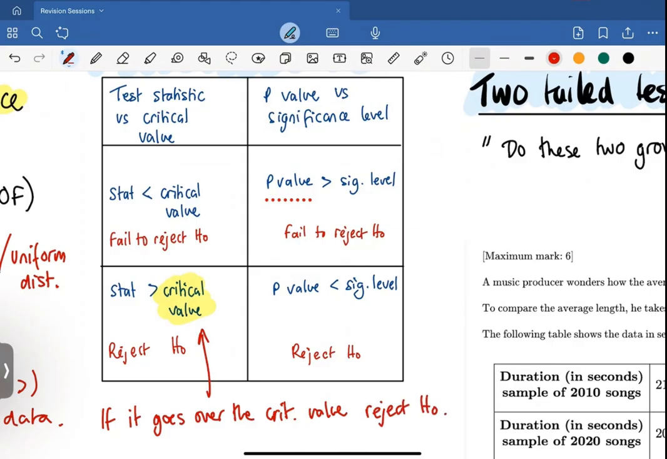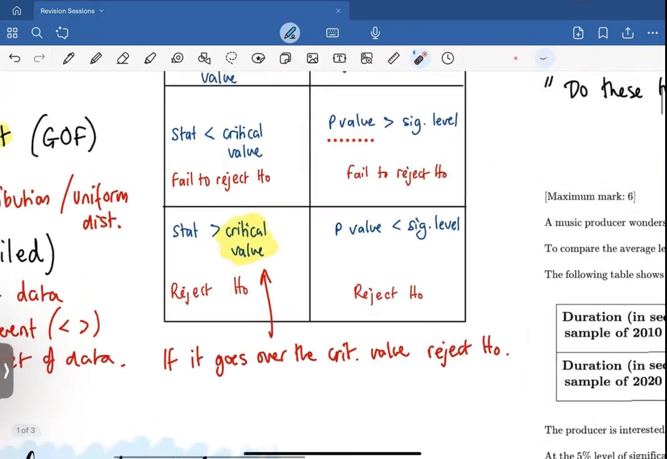But we can also conclude our test by looking at the p-value against the significance level. It's just the opposite of what we had before. So if our test statistic is less than the critical value, we fail to reject H0. But if our p-value is more than the significance level, then we fail to reject H0. If our test statistic goes over the critical value, so critical, then we reject H0. But if our p-value is less than the significance level, then we would reject our H0. And we'll reference this back when we do the tests individually.